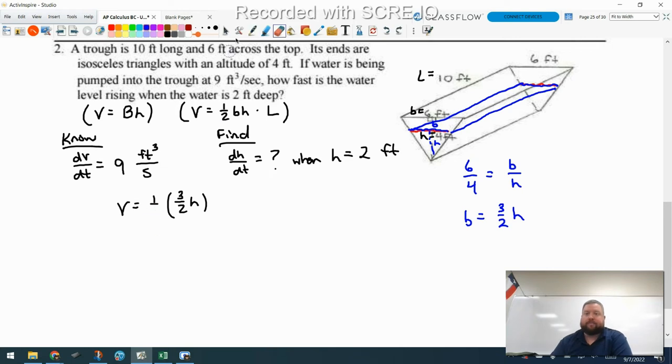That's 1/2. All right, and then instead of L, oh wait, then I need my H as well. And then instead of L, we're putting 10, the length of our trough. All right, let's simplify that. I get 3 over 4, and then I get 10. Let's see. All right, let's do this. 2 cancels with 10 to get 5. So I get 15 over 2. Then H times H is H squared.